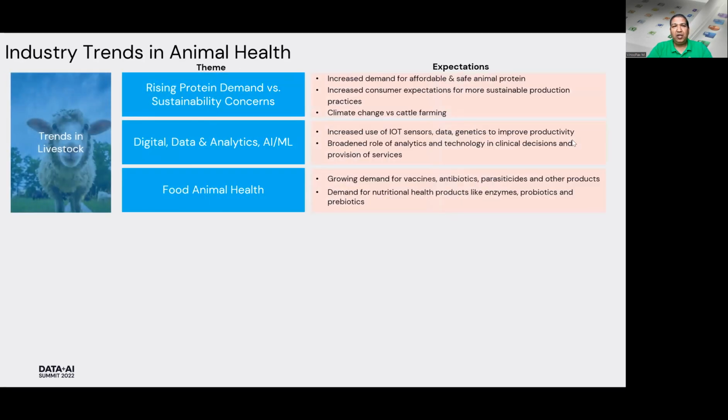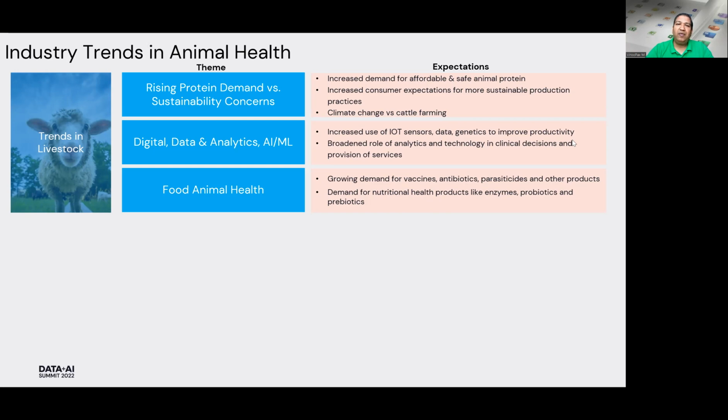Now, if you look at the trends happening today in the animal health space, the industry trends really focus on livestock a lot, where they're talking about rising protein demand versus sustainability. There's a balancing act that's going on today with cattle farming. The same thing, think about AI, ML, and the use of digital transformation in farms and at vet clinics. There's an increased use of IoT sensors, data, genetics, a lot of analysis happening, predictions happening around this space.